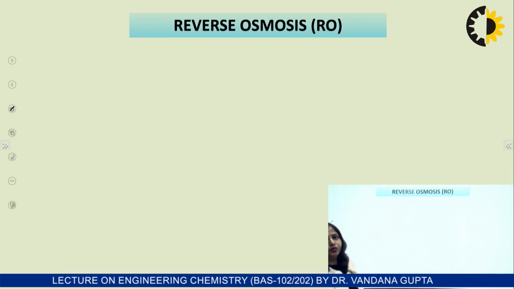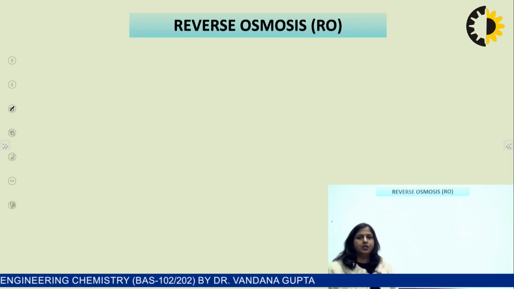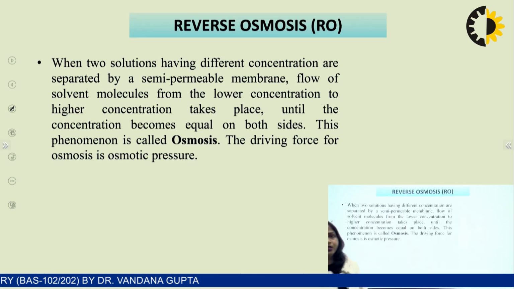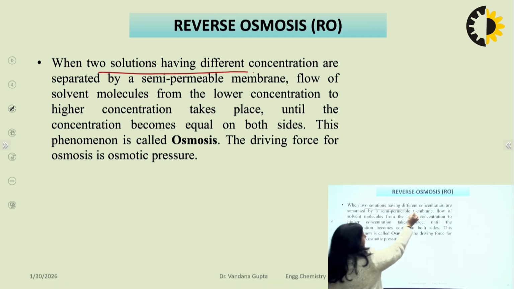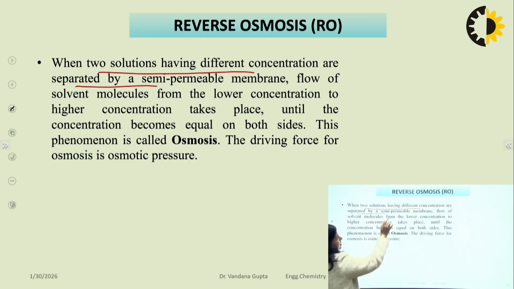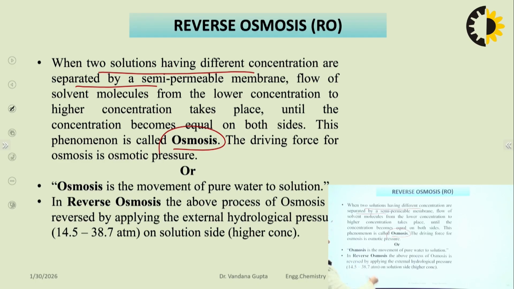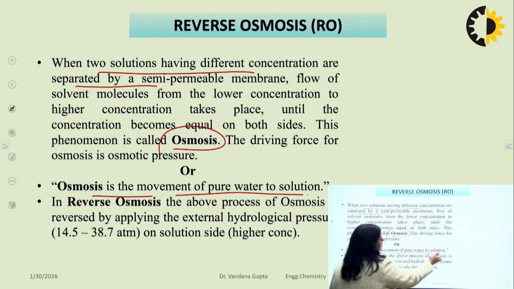Now we will move to the next topic, that is reverse osmosis method. Reverse osmosis is also called RO. It is a very general process. In this process, when two solutions having different concentrations are separated by a semi-permeable membrane, then flow of solvent takes place from lower concentration to higher concentration until the concentration becomes equal on both sides. This process is called osmosis. So, osmosis is the movement of pure water to solution.